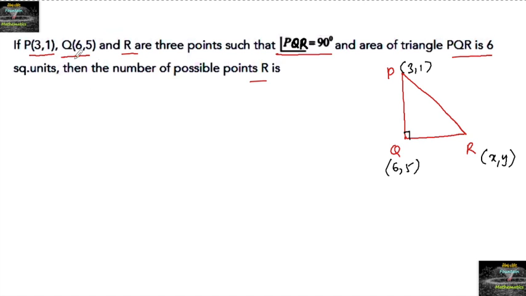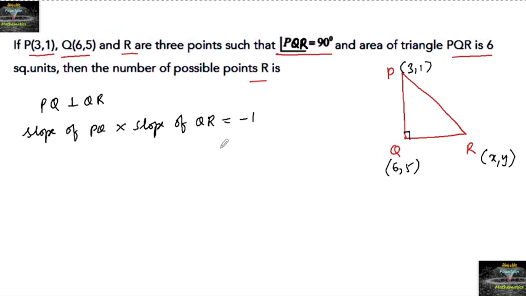So first thing, we know that PQ is perpendicular to QR. PQ perpendicular to QR, so slope of PQ into slope of QR is equal to -1. Product of the slopes is -1. So slope of PQ I can write as (5 minus 1) divided by (6 minus 3), which is 4 by 3, into slope of QR, which I can write as (y minus 5) upon (x minus 6), is equal to -1.